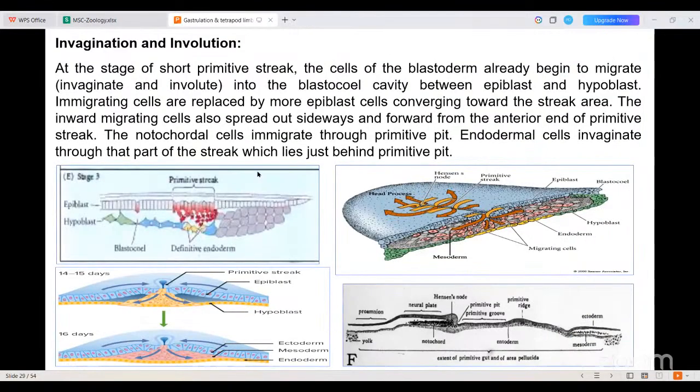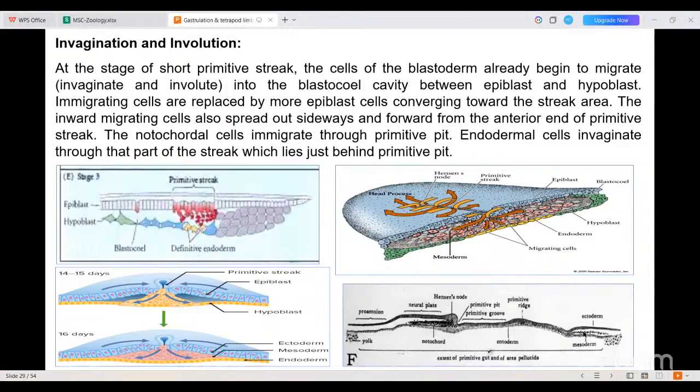So this is what I was talking about, the primitive streak, and how the cells come inside. As the cells come inside, they are going to replace the hypoblast to form the new endodermal layer. And the rest of the cells coming inside are going to form the mesoderm. That is the mesoderm layer, and the endoderm that has already been formed is the below one. That's the mesoderm over there.